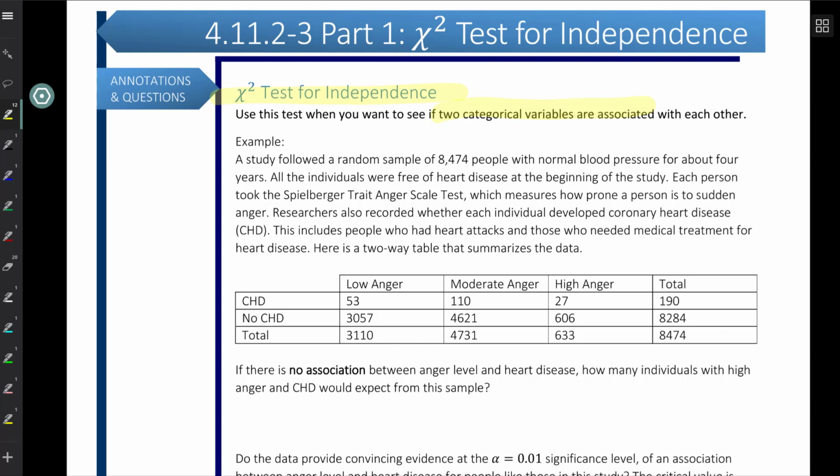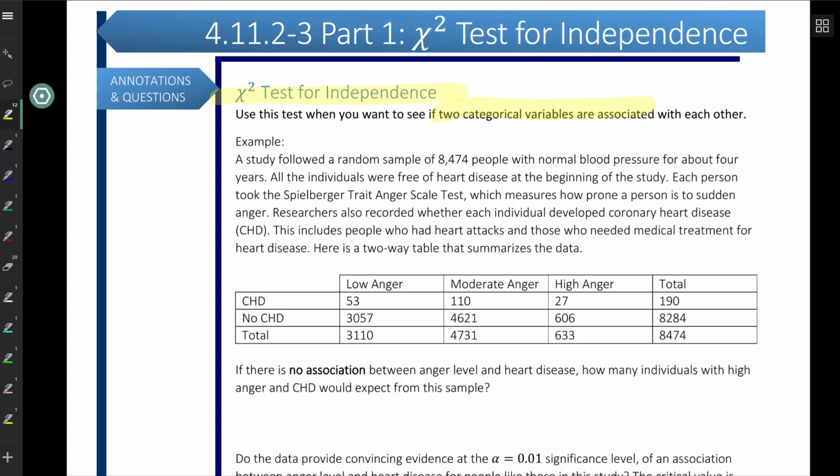Let's take a look at this example. A study followed a random sample of 8,474 people with normal blood pressure for about 4 years. All the individuals were free of heart disease at the beginning of the study. Each person took the Spielberger Trait Anger Scale Test, which measures how prone a person is to sudden anger. Researchers also recorded whether each individual developed coronary heart disease, or CHD. This includes people who had heart attacks and those who needed medical treatment for heart disease. Here's a two-way table that summarizes the data.